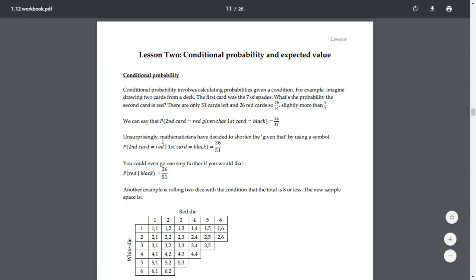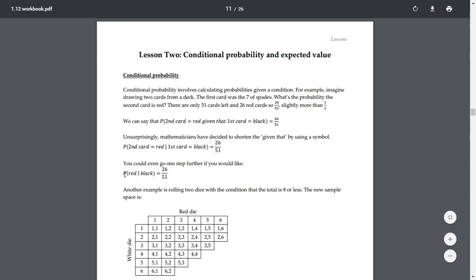Unsurprisingly, mathematicians have decided to shorten the given that by using a symbol. And that symbol is that vertical line there. So we can say probability of the second card being red, given that the first card was black, is 26 over 51. We can even go a step further and say the probability of getting a red card, given that we just took a black card out, is 26 over 51.